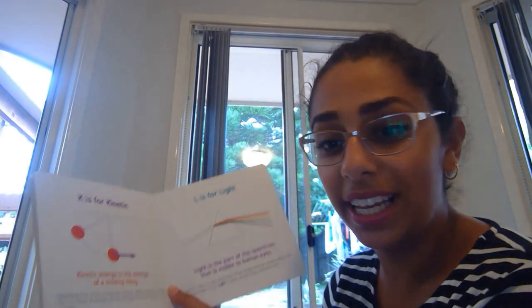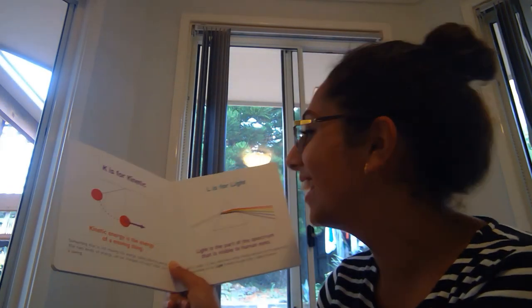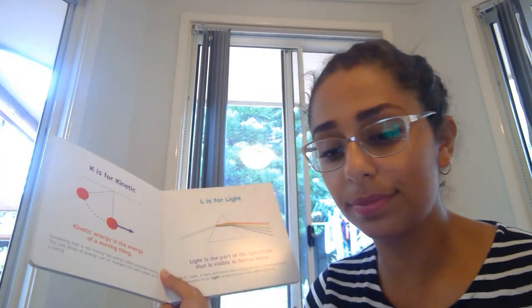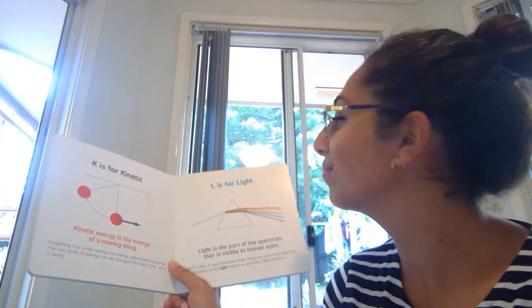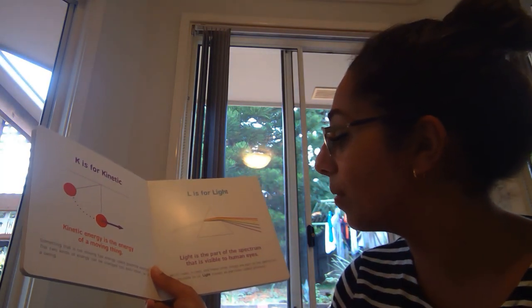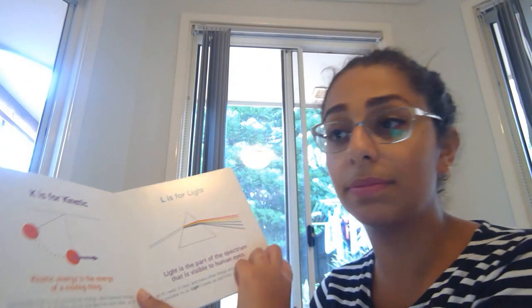K is for kinetic. Kinetic energy is the energy of a moving thing. L is for light. Light is the part of the spectrum that is visible to human eyes.